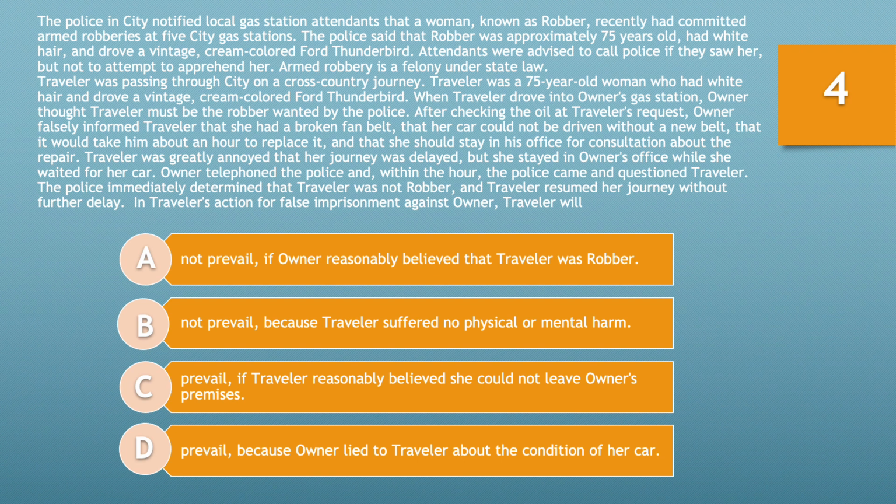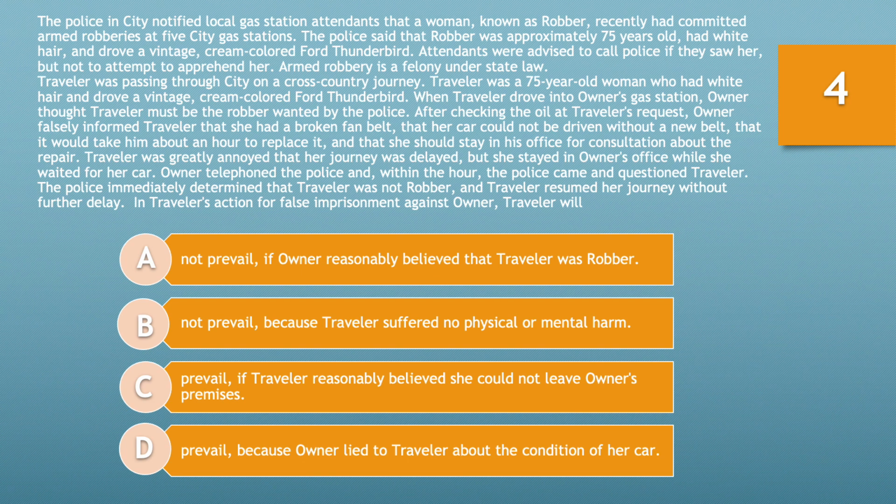The police in City notified local gas station attendants that a woman known as Robber recently had committed armed robberies at 5 city gas stations. The police said that Robber was approximately 75 years old, had white hair, and drove a vintage, cream-colored Ford Thunderbird. Attendants were advised to call police if they saw her, but not to attempt to apprehend her. Armed robbery is a felony under state law.